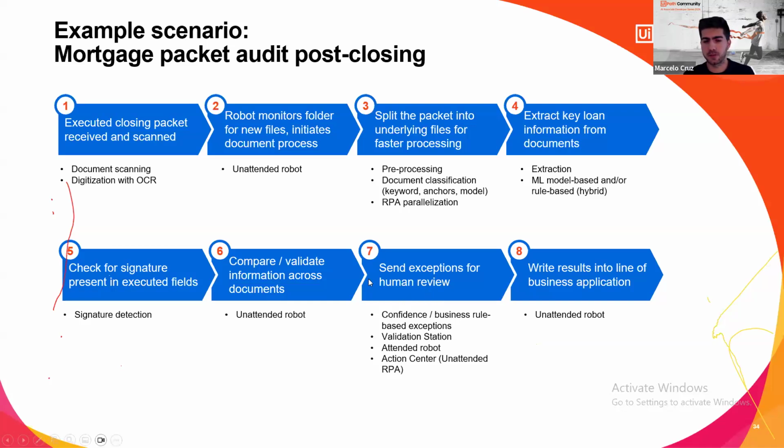So any exception that was found on the data, any inconsistency, and also if there is something on the confidence level, so data that was extracted with low confidence, or even data that wasn't extracted, we can send this document for human review through validation station or Action Center. So the user can review everything and then submit the document validated.